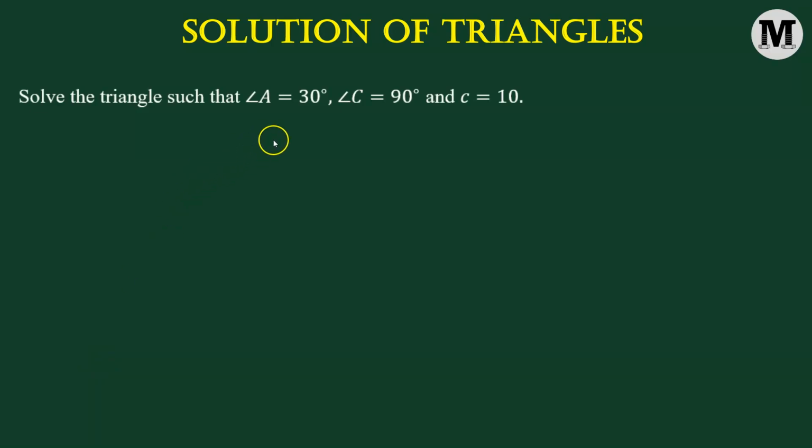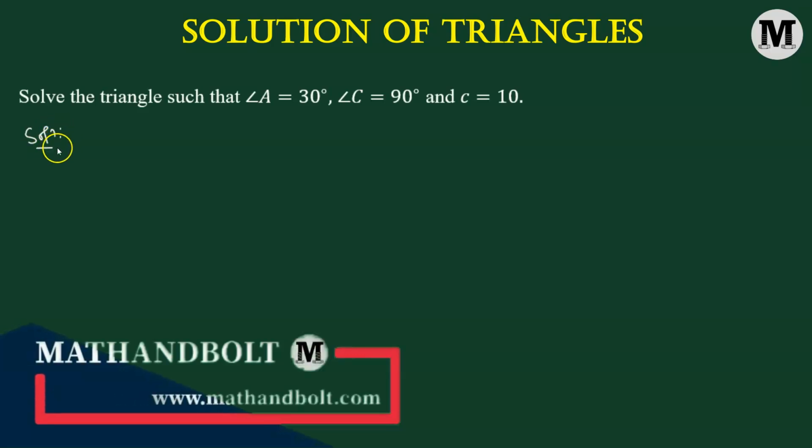So we need to solve the triangle with the condition being angle A is 30 degrees, angle C is 90 degrees, and the side c equals 10 units. Now that means we have a right angle triangle which is right angled at C. Let's try to sketch the figure first before proceeding.